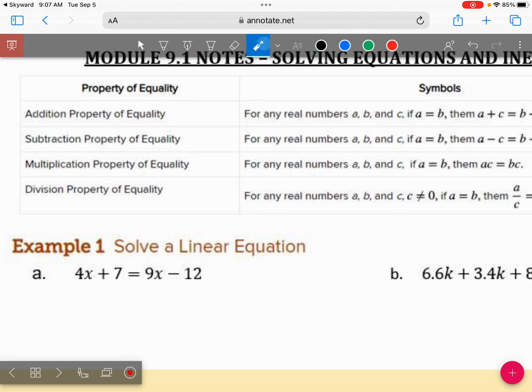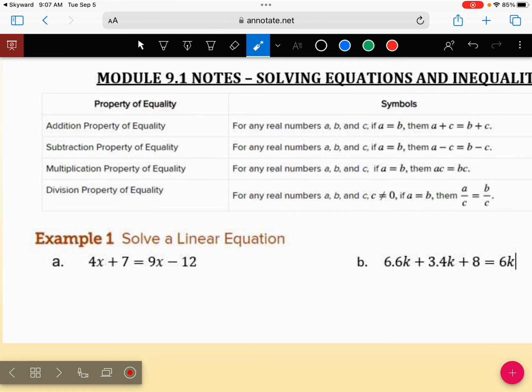So what this simply says is that if I add a number to both sides, my equation is equal. If I subtract the number from both sides, my equation is equal. When I multiply both sides by the same number, my equation is equal. And if I divide both sides of an equation by the same number, it is equal. As long as what I do to the left, I do to the right, it's still an equal equation. So let's go ahead and solve A.